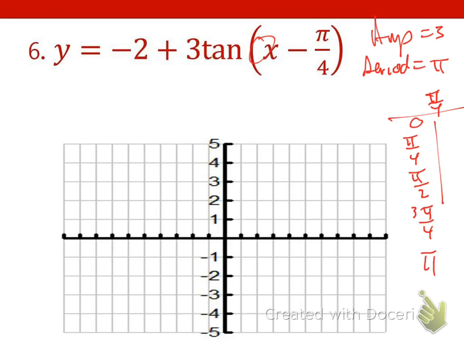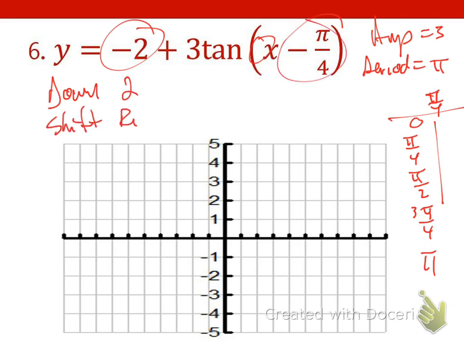Okay? Now, this guy still says shift down 2. This guy still says shift right. Right? I mean, this guy is going to be right.